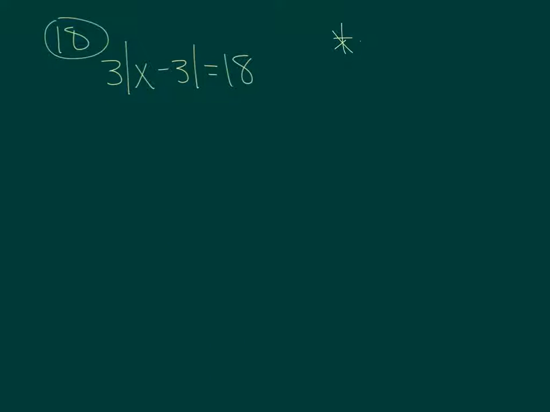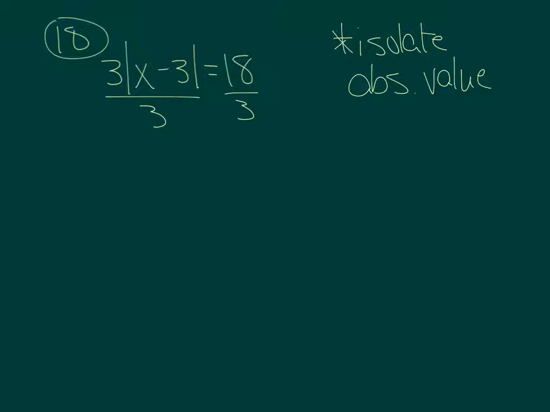Okay, so absolute value equations and inequalities. First important thing to remember is to isolate the absolute value. You can't do anything until that absolute value is isolated. So we're going to divide both sides by 3, and we get the absolute value of x minus 3 is 6. Now, absolute value problems, I always think about a number line.